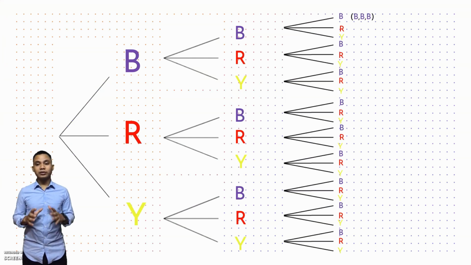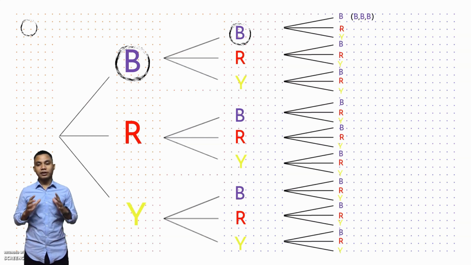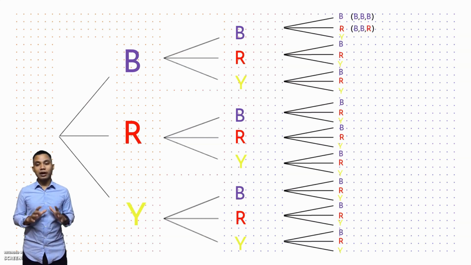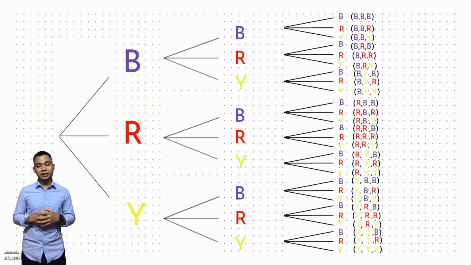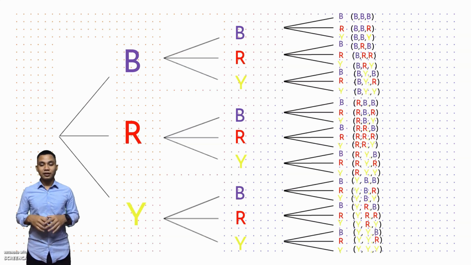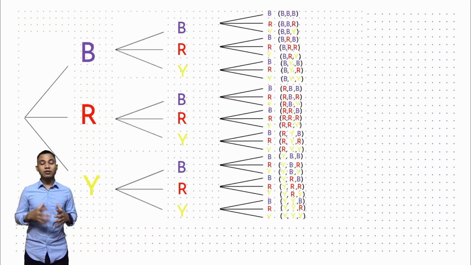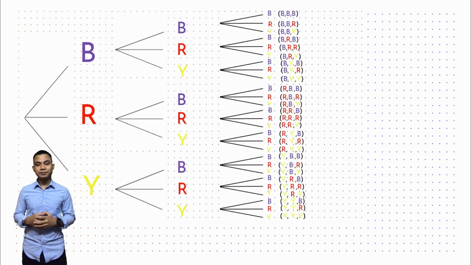For the second row, we will take blue ball from the first box, blue ball from the second box, and red ball from the third box. So we will write it as BBR. Same goes to all other remaining events and combinations. So our tree diagram is already complete and we can start to find the answer from the question.